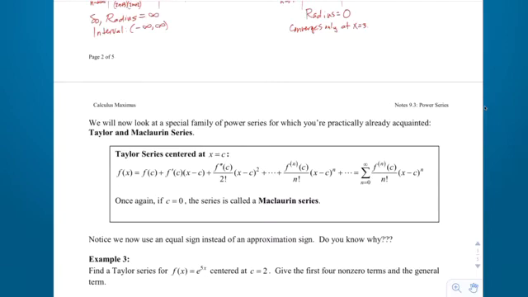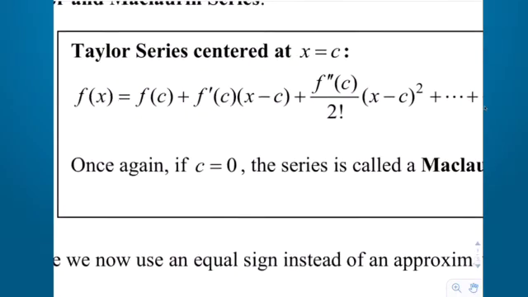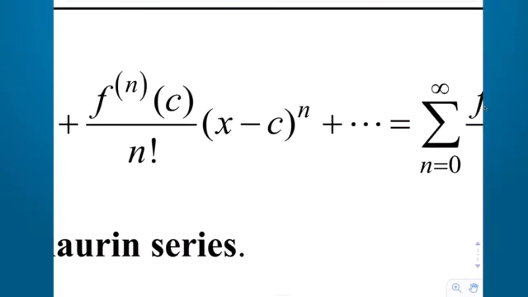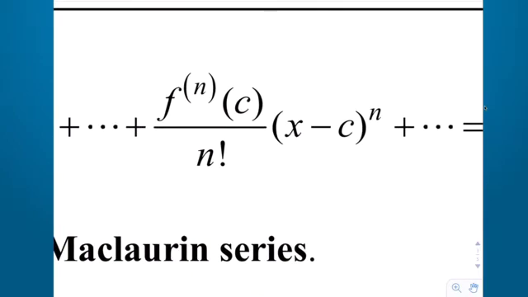We'll now look at a very special family of power series with which you've practically already acquainted yourself, the Taylor-Maclaurin series. So really the only difference between the Taylor polynomials and Maclaurin polynomials and the series is that instead of stopping at a certain term and using squiggles, we're going to go on forever and ever and ever, and we'll use equal signs.